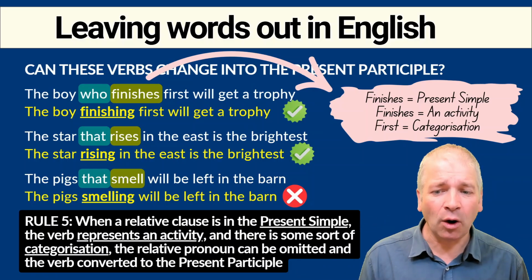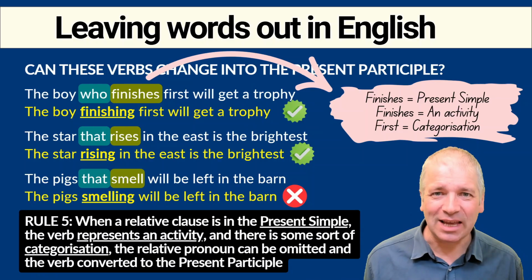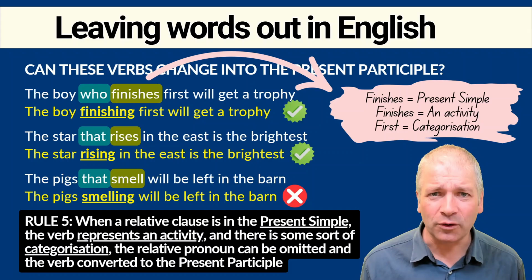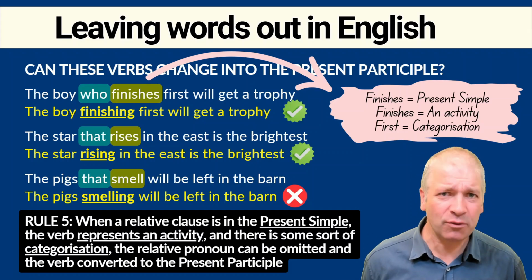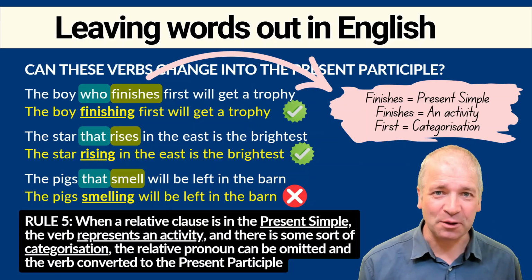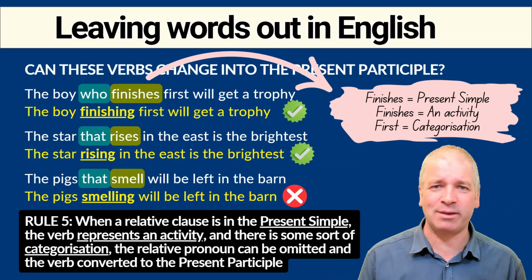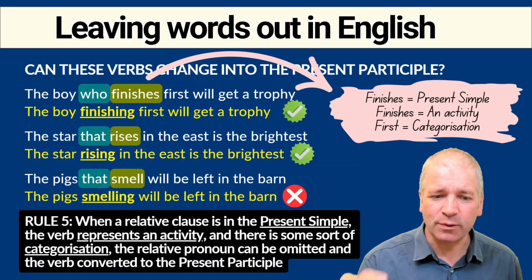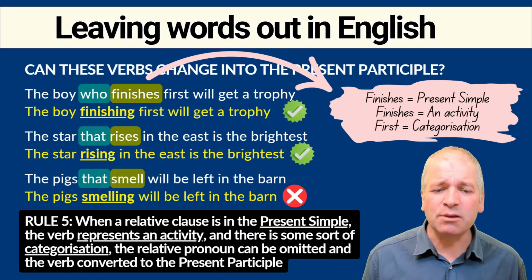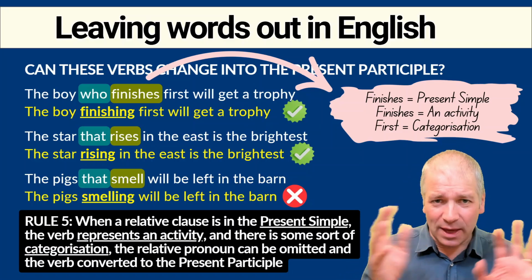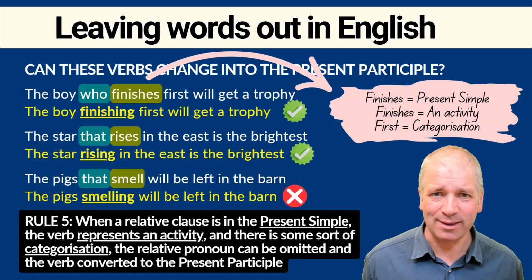It qualifies because finishes is the present simple. Finishes is also an activity. It's never a state. When you finish something, there's always an activity involved. And there's some sort of categorization. It's not just the boy who finishes. It's the boy who finishes first. First categorises the relative clause. It's the same in the second sentence. The star that rises in the east is the brightest. So rises, that's an activity that the star did. And in the east categorises where it rises.